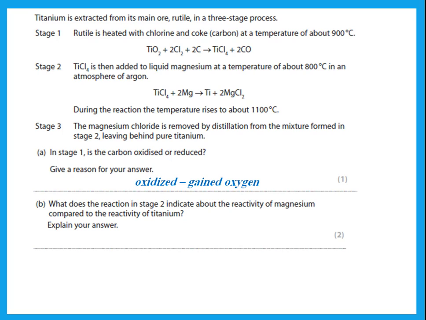What does the reaction in stage 2 indicate about the reactivity of magnesium compared to titanium? He has magnesium reacting with titanium chloride and it reacted. And that means that which one is more reactive? Magnesium is more reactive than titanium since it displaces it from its salt.